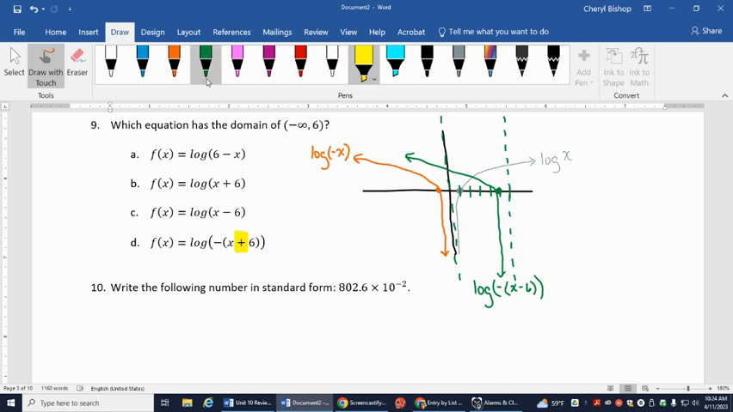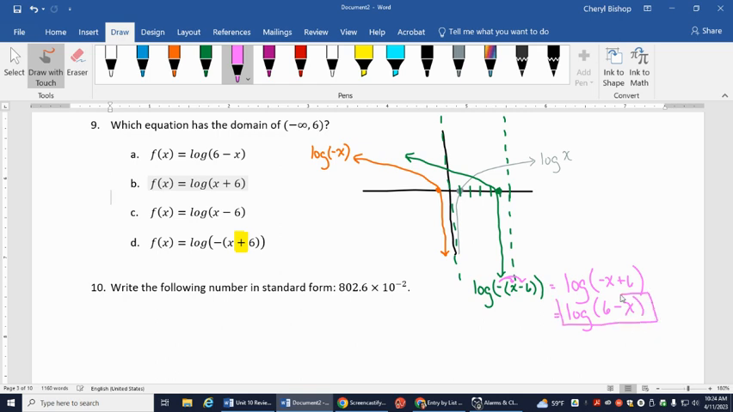So that means I need to distribute the negative in, which is going to give me log of negative x plus 6. I don't see negative x plus 6, but this could be rewritten as log of positive 6 minus x. What's my correct answer? A. I don't know why that one's highlighted. There we go. Questions on 9?